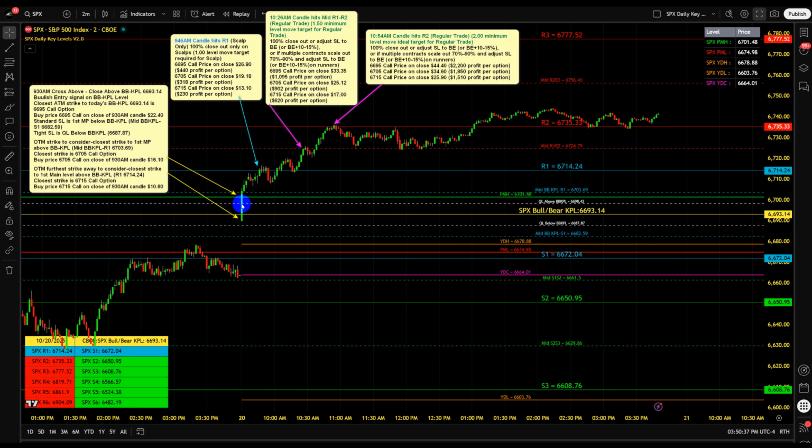Okay, so we have the 9:30 a.m. candle here. So this is the opening candle. As you can see, it opened below the bull bear key price level today, but rose above the bull bear key price level, and then closed above it. So this is your bullish entry signal, and this bullish entry signal is going to be triggered, derived by the bull bear KPL, because we have a cross above and close above the bull bear key price level.